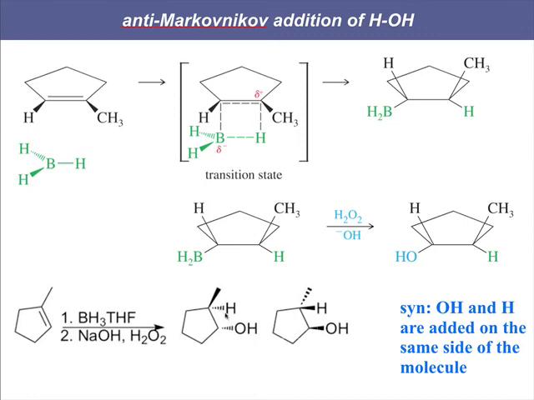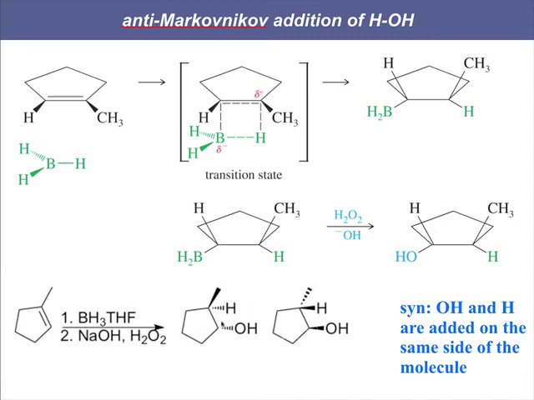We can have them adding syn underneath the ring, and we can have them adding syn above the ring. But they are always going to be adding in the same face. The H that goes on and the OH that goes on will always be both dashed or both wedged. Both of these possibilities are possible. We don't get the diastereomers.